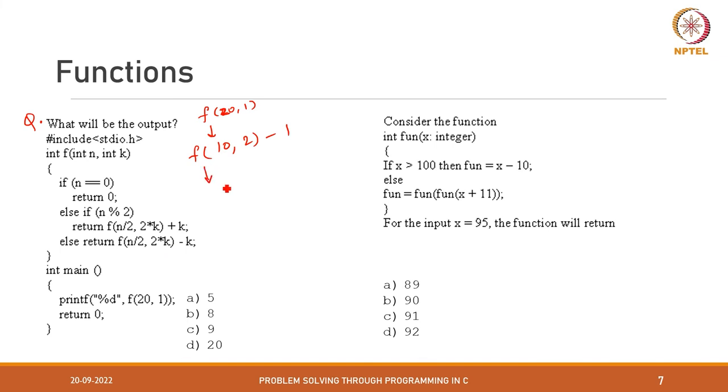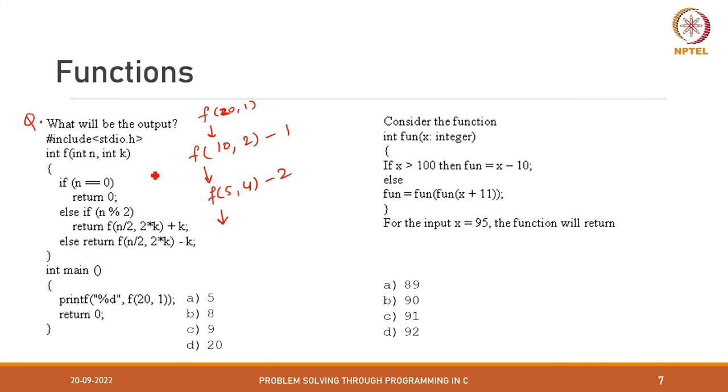So now we are calling f(10, 2), this is the first recursion. So 10 is still an even number, so the else part will still be executed, so it will be f of 5. And for this first recursion, the value of k is 2, so 2 into k is 4, minus 2, which is the value of k. Then f(5, 4), we have another, the second recursion, which is f(5, 4).